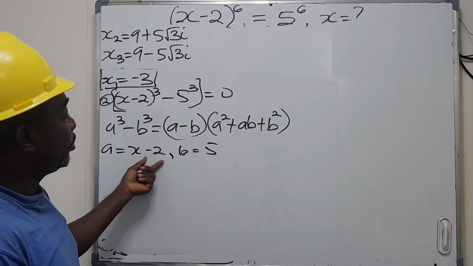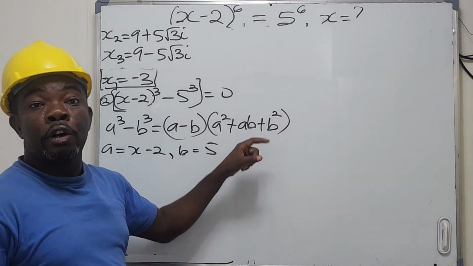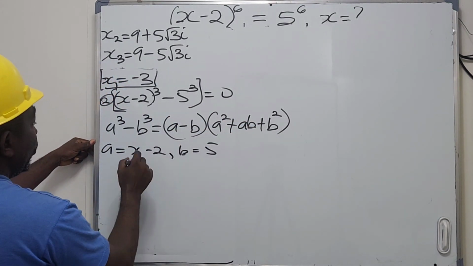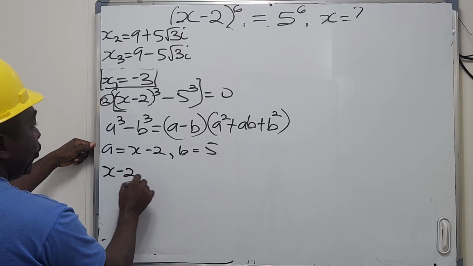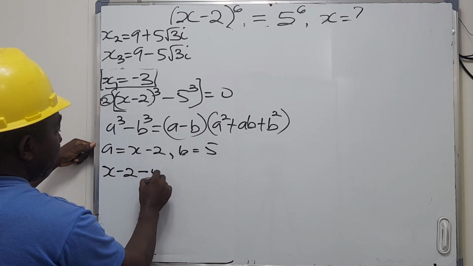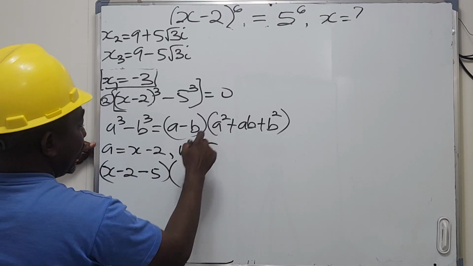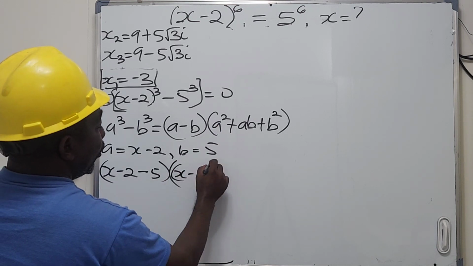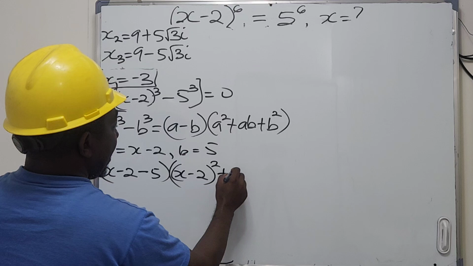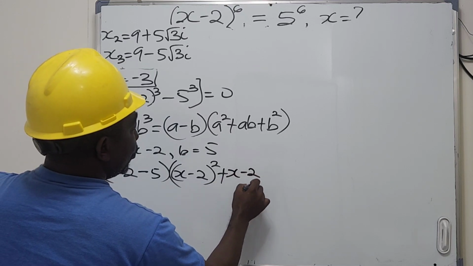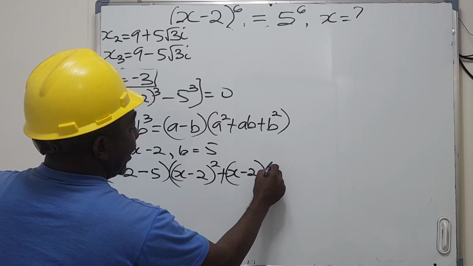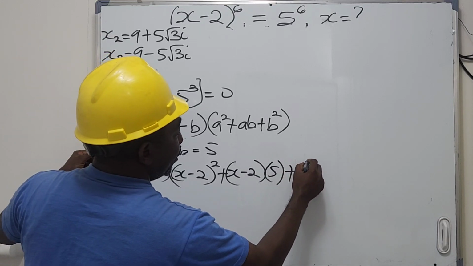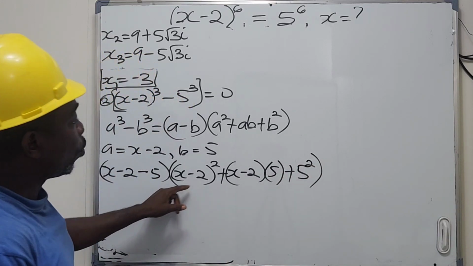So we are going to substitute these parameters into this solution for the difference of two cubes. So in that case, a minus b will become x minus 2 minus b, which is 5. That is for the first parenthesis. The second parenthesis will become x minus 2 to the power of 2 plus ab. Our a is x minus 2. Then we multiply by 5. Then we have plus b to the power of 2, which is 5 to the power of 2. So this is what we have.